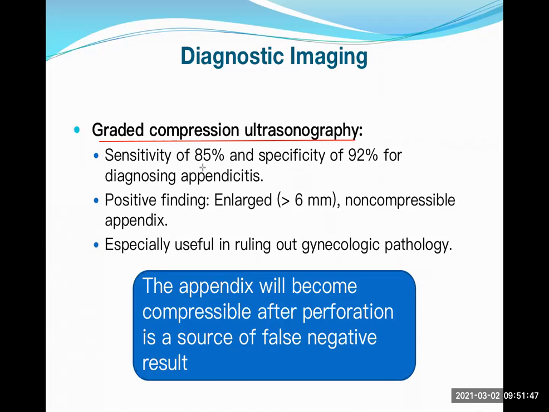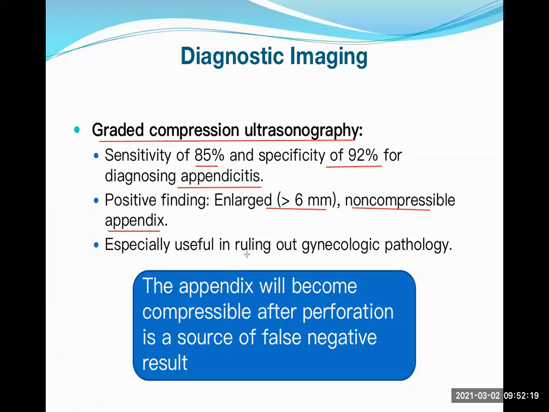The sensitivity of this test is around 85%, and the specificity of this test is around 92% for the diagnosis of appendicitis. So this is quite a good test. Regarding the finding, the appendix is enlarged, usually more than 6 millimeter, and it becomes non-compressible because of edema and swelling. Okay, because of distension, it becomes non-compressible, and when the radiologist presses there, the patient complains of severe pain.